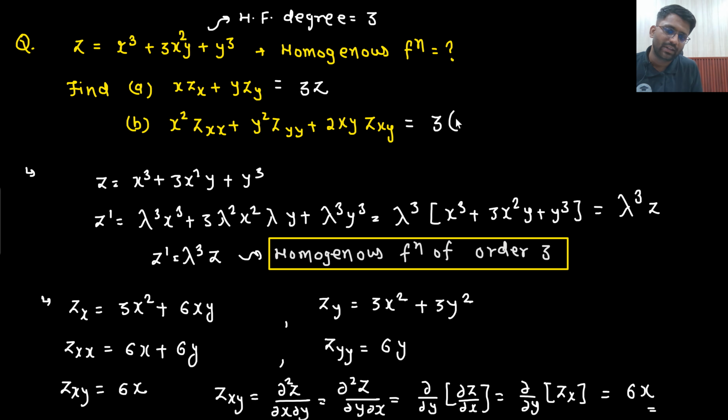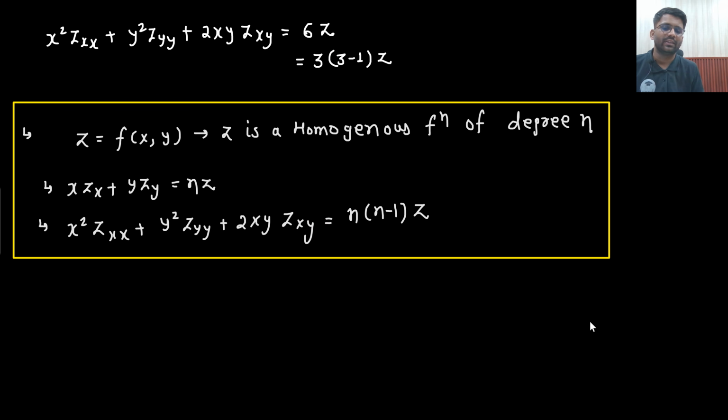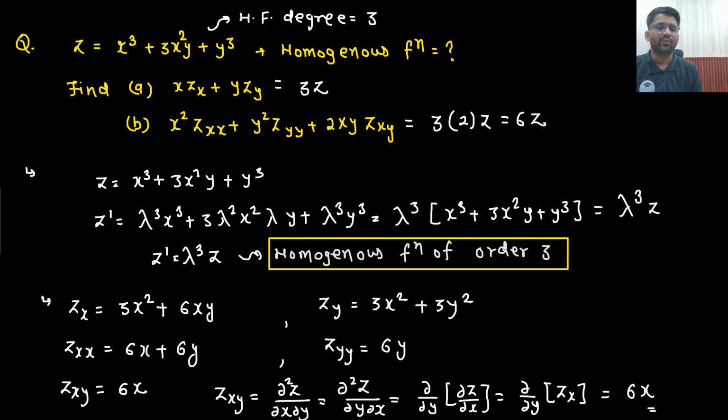So the answer you will be getting is 3 into 3 minus 1 into z. The answer will be 6z. So within seconds you will be able to write down the answer. You will not have to do all these calculations in the examination hall. Okay. So from now onwards we will be remembering it.